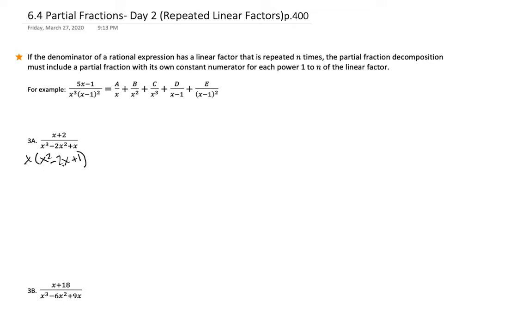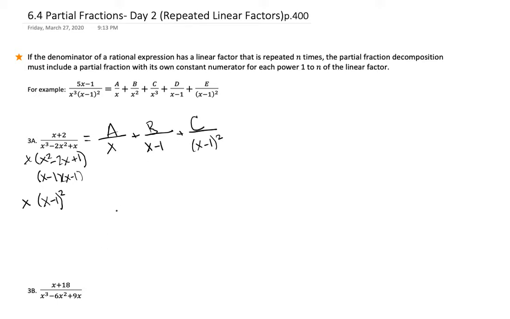And if I try to factor that, it looks like I would have x minus 1 and x minus 1. So my factors here, I have an x, and then I have x minus 1, and that's squared. So my denominators on my partial fractions are going to be x, x minus 1, and x minus 1 squared, which means I have an A, B, and C.